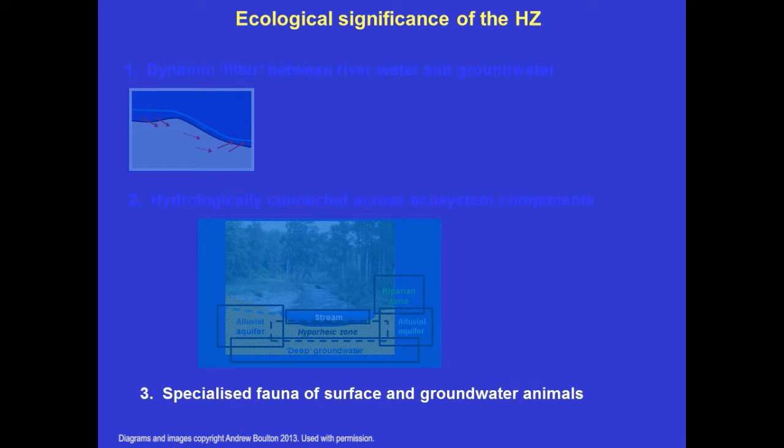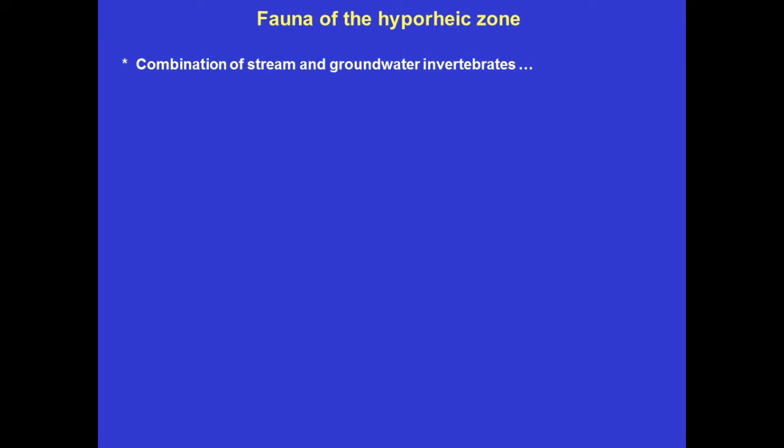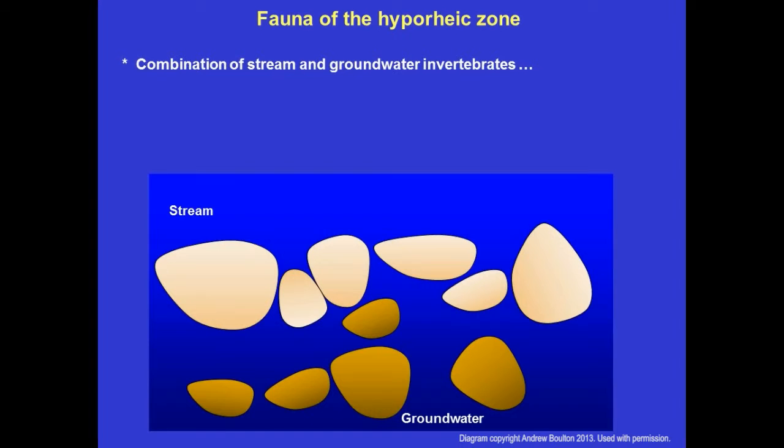And finally, and I guess this was the stuff that got me first interested in this, these zones often contain quite a specialised fauna of surface and groundwater animals and invertebrates. So in this hypothetical stream bed where you've got the stream above and the groundwater down below, in downwelling zones or areas where the sediments are wide apart enough to allow their input, you'll get small mayflies, midge larvae and all the rest of it burrowing down into the sediments.